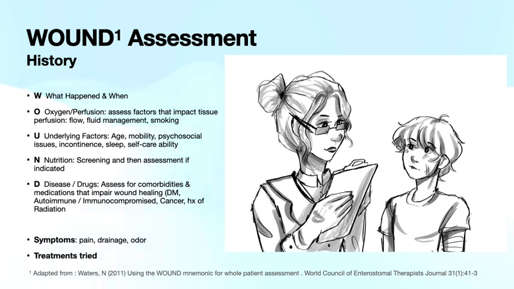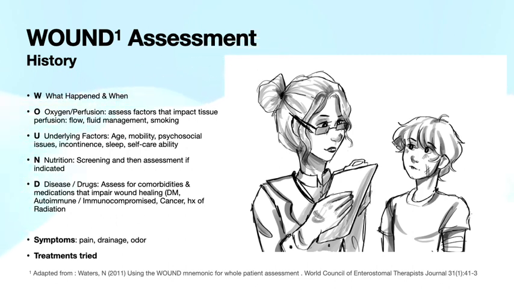Next, O stands for oxygen or perfusion. And so you want to take a look at factors that impact blood flow to this leg, both into the leg and out. So, does this person have a history of peripheral vascular disease? That's a really good question to ask. Do you have a vascular surgeon? Good chance that they probably have some vascular disease if they do. Have they had any interventions in regards to this, stenting or angioplasty or any amputations or that sort of thing?